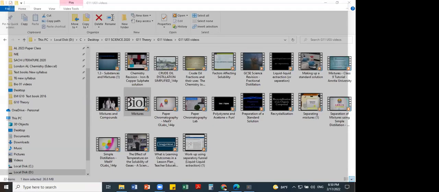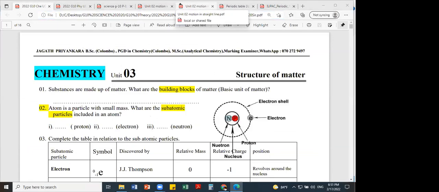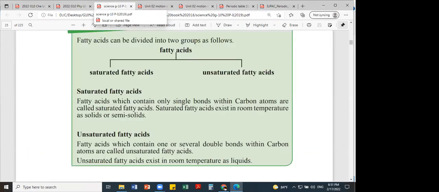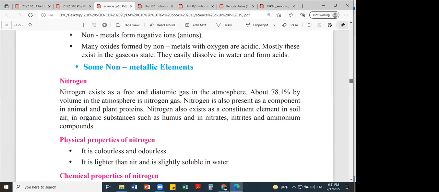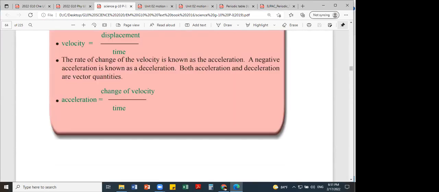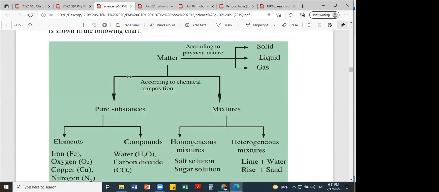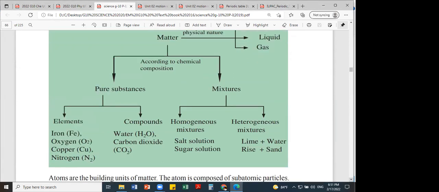Okay, you can see the screen now. If you take the textbook, unit 3, at the beginning they have given this summary. But they will never ask you to copy this in the exam or draw this again. But you should know, okay, this is what they have given in the textbook at the beginning of this lesson. Right? Look at the screen.